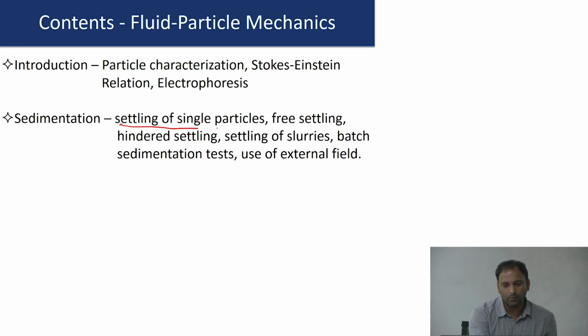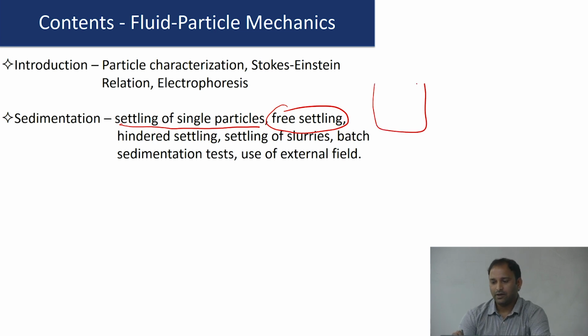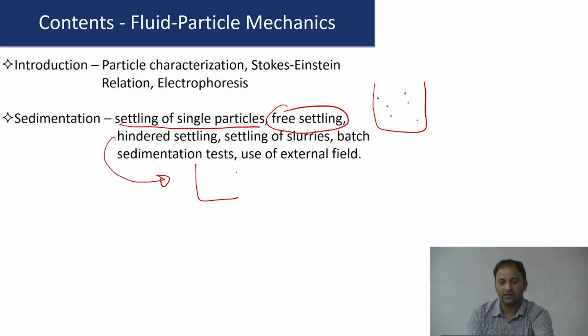We're going to start with talking about settling of single particles. There's something called free settling that will happen when the particle concentration is lower, or when you have maybe very few particles in the dispersion. That's free settling, and hindered settling is when you have a really large number of particles. We're going to look at some aspects of that.